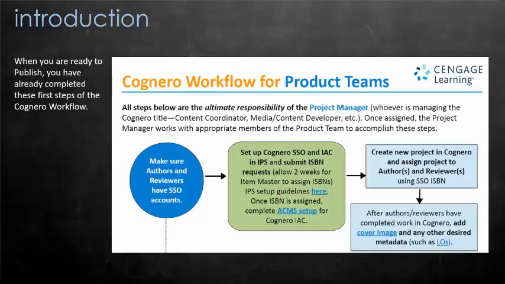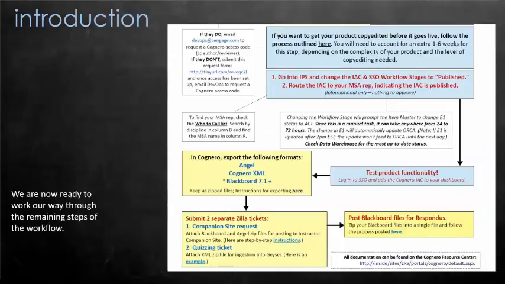So when we are ready to publish, the first part of the workflow is complete. We're going to be moving on to the next stage of the workflow. So we've already completed this part. Everything has been finished and checked off our list. Now we're going to move into the second part, the remaining steps of the workflow when we go into IPS and change the IAC and all these steps that are highlighted here.